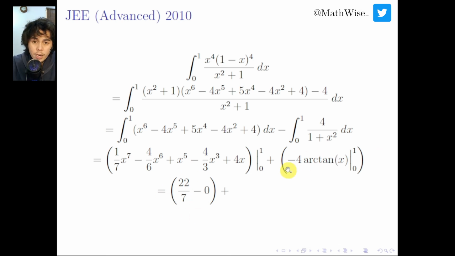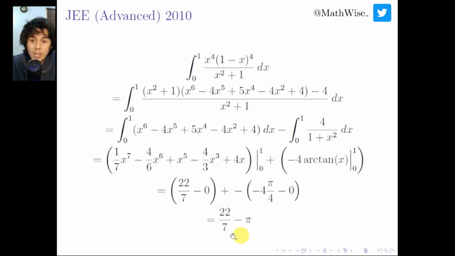And for the second term here, when x is 1, tangent inverse of 1 is pi over 4. When x is 0, tangent inverse of 0 is 0. So we have minus 4 times pi over 4 minus 0. We shouldn't have minus here in front. This shouldn't be here. So all of this is equal to 22 over 7 minus pi.